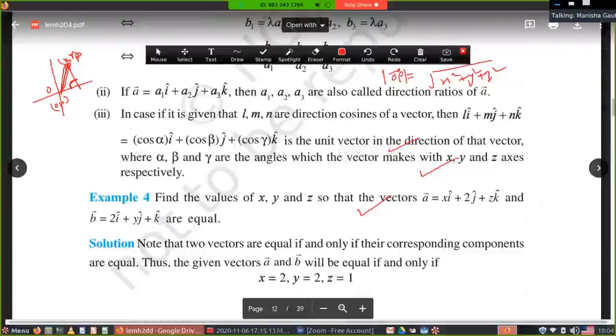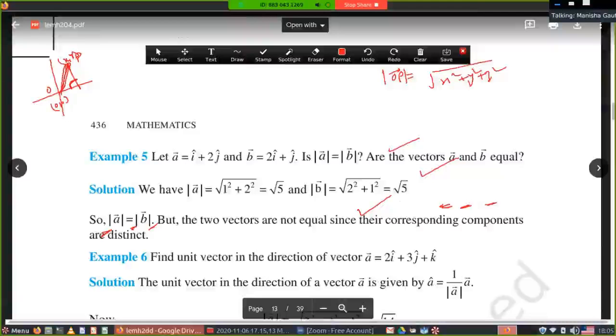Here are a few questions. Example number 4. Find the values of x, y, z so that the vectors are equal. If two vectors are equal, it means what? Their scalar components are equal. It means here x will be equal to 2, y will be equal to 2, and z will be equal to 1. This is a 1 mark question.